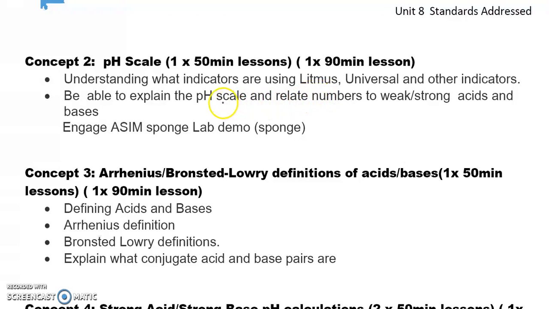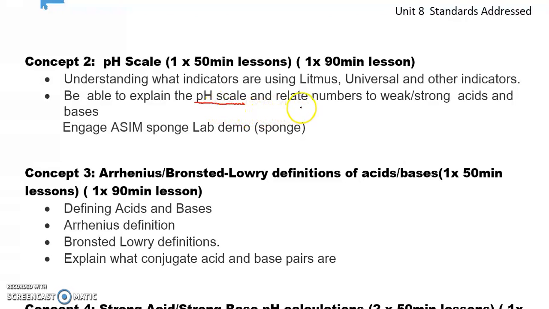And then there's more about the Universal Indicator, which has a range of colors and pH numbers associated with it. Try and get the students to understand what the pH scale is. It's a series of numbers. The lower the number, the more acidic. The higher the number, more basic. The lower number indicates more hydrogen ions, and the higher the number, more hydroxide ions.